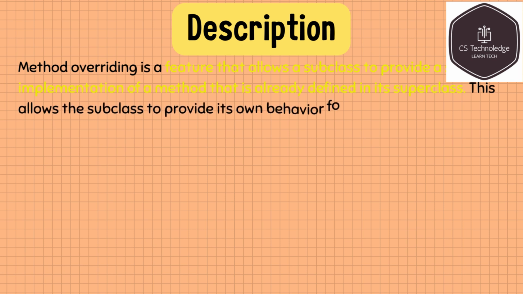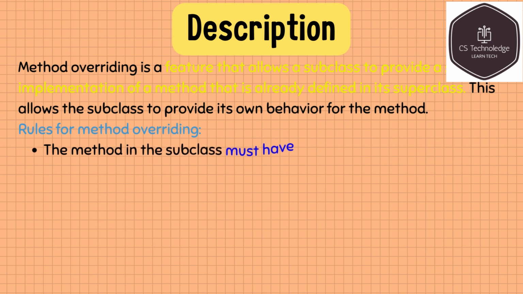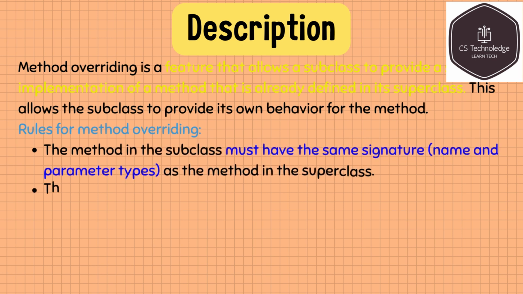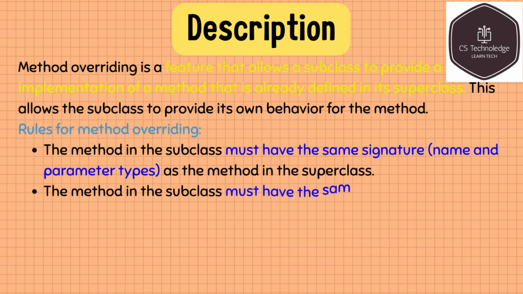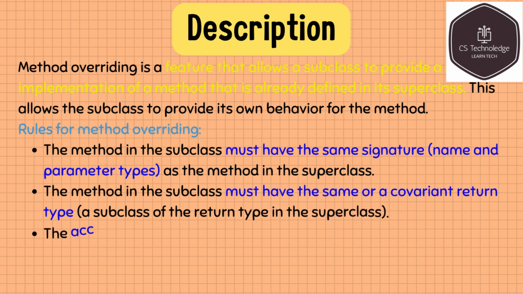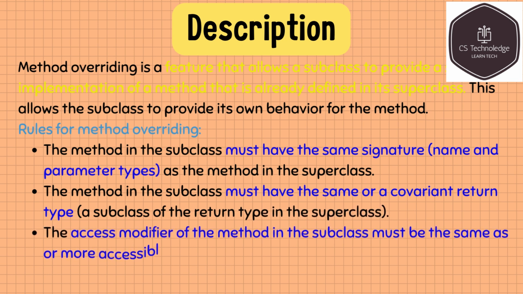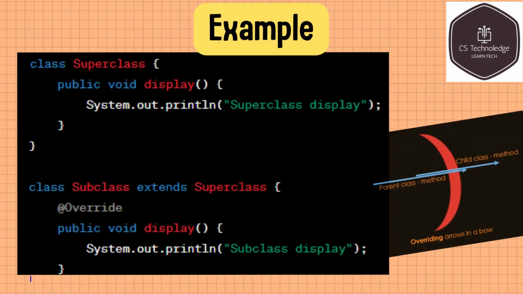Rules for method overriding. The method in the subclass must have the same signature, name and parameter types as the method in the superclass. The method in the subclass must have the same or covariant return type, a subclass of the return type in the superclass. The access modifier of the method in the subclass must be the same as or more accessible than the method in the superclass. Example of method overriding.